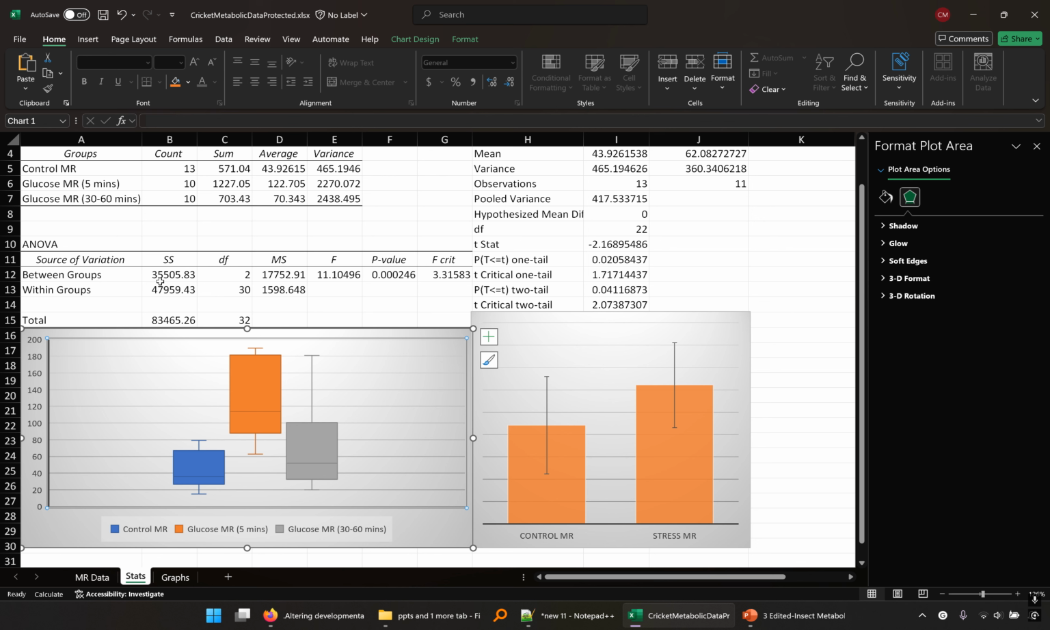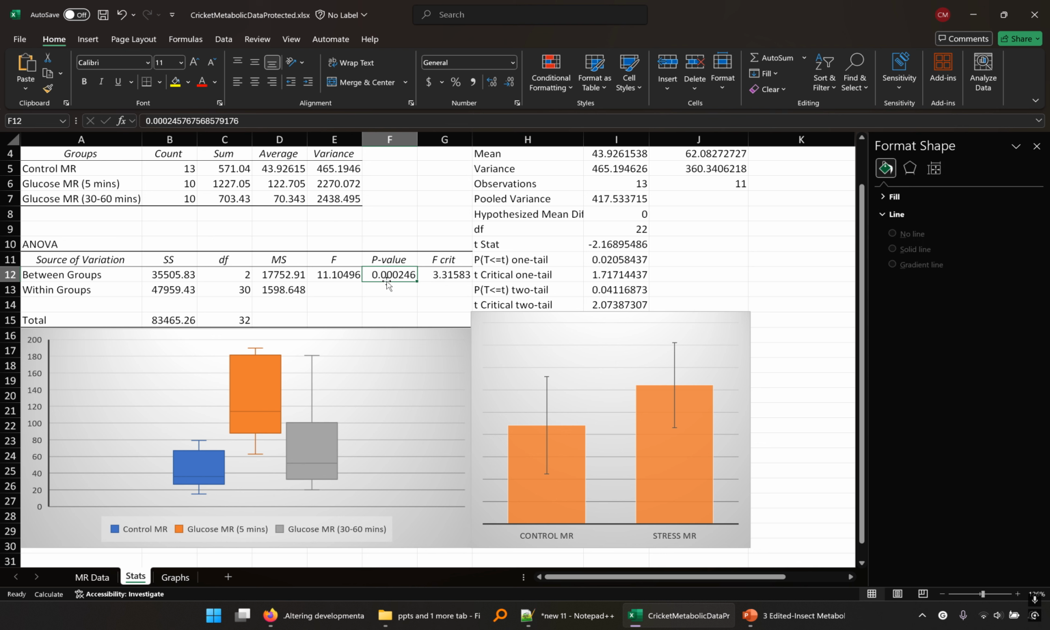So it's comparing the source of variation between groups and within groups, and if they're significantly different, it's going to have a p-value of below 0.05. That means it is significant.